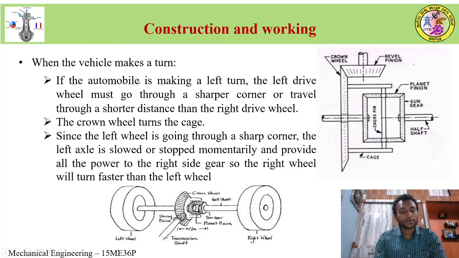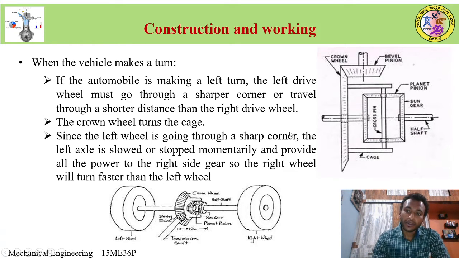So if the automobile is making a left turn, the left drive wheel must go through a sharper corner or travel through a shorter distance than the right drive wheel. The crown wheel turns the cage. Then, since the left wheel is going through a sharp corner, the left axle is slowed. This axle, if you look at this sketch, has to be slow, because the left wheel must run at a lower speed.